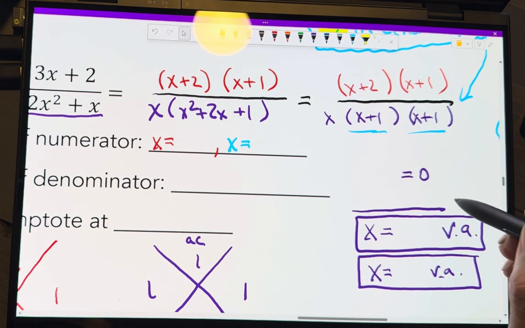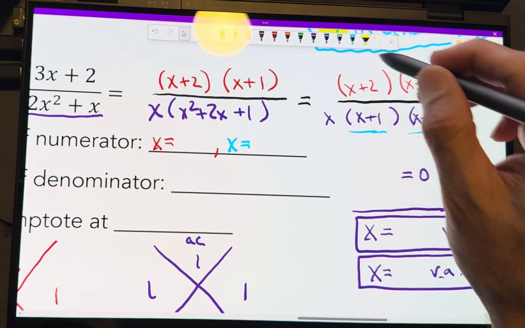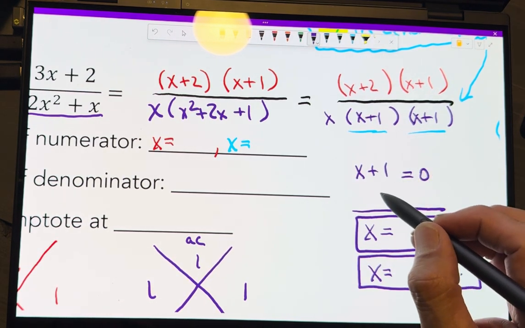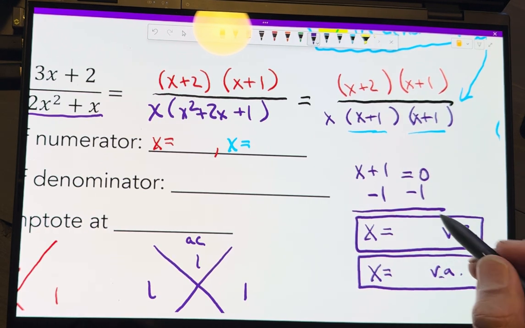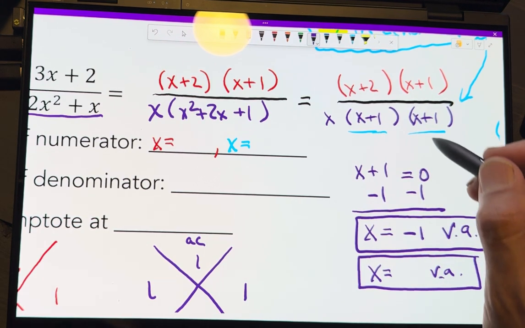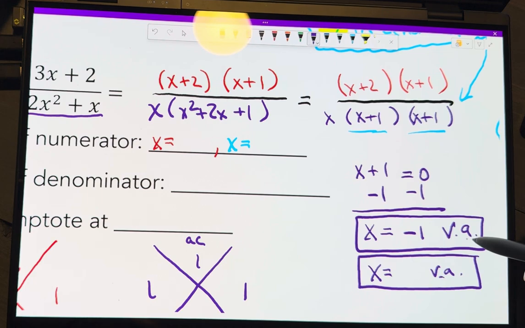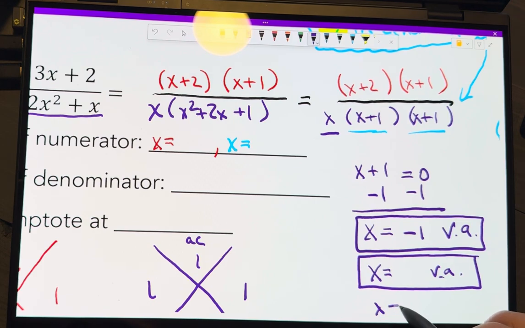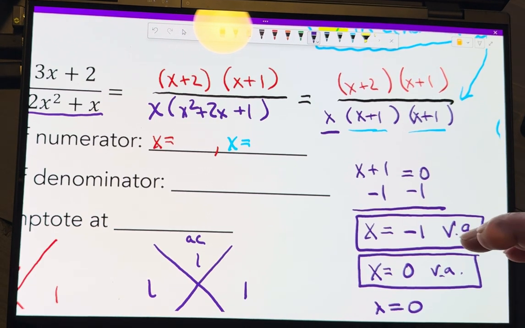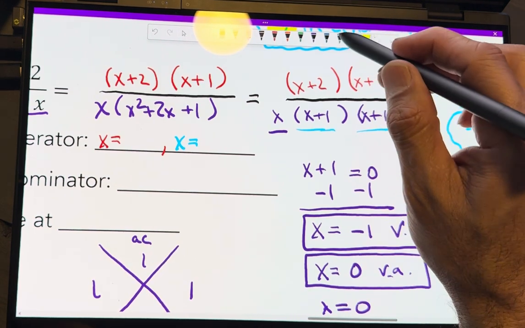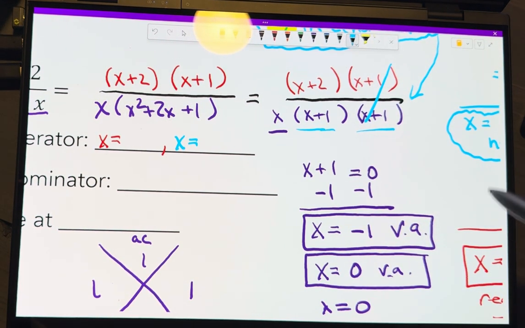But they are still limits. We can't have those equal to 0. So let's solve for that. x plus 1 is equal to 0. Subtract 1 from each side, and now we know we have a vertical asymptote at -1. So we have one vertical asymptote at -1, and we also have this vertical asymptote at 0. So we have two vertical asymptotes, one at -1, one at 0. And I know what some of you are thinking, that this is a hole. And we'll talk about that in a minute.